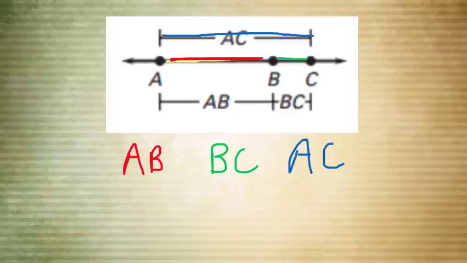So basically all that the segment addition postulate states is that AB plus BC equals AC. In other words, this portion plus this portion equals the entire segment. Pretty basic, but you'll see how we can apply this later algebraically.